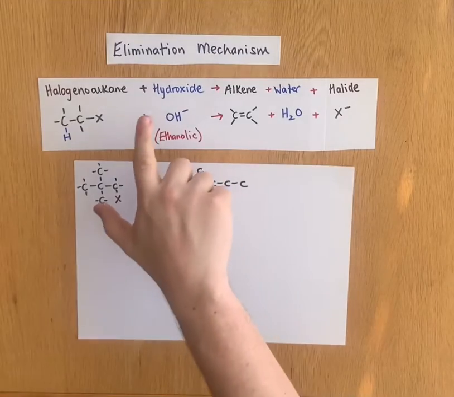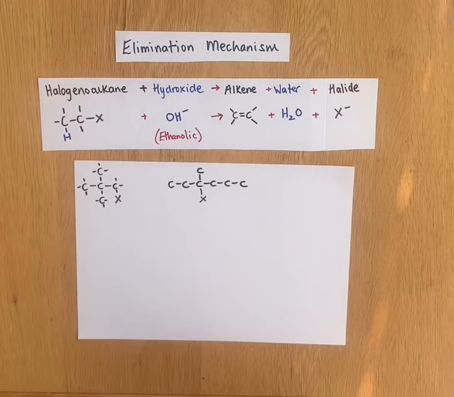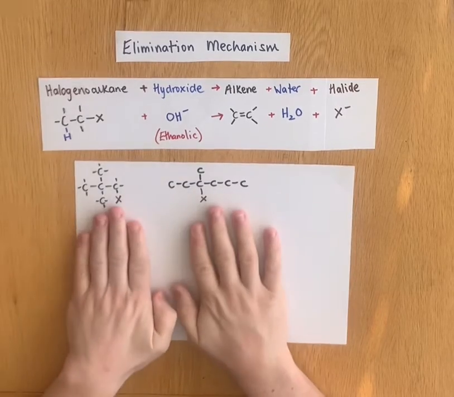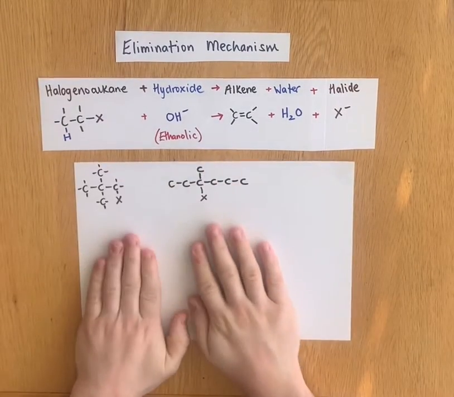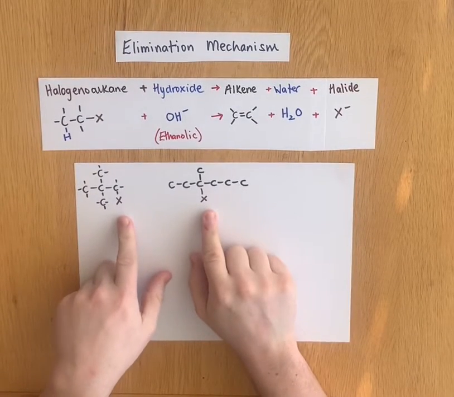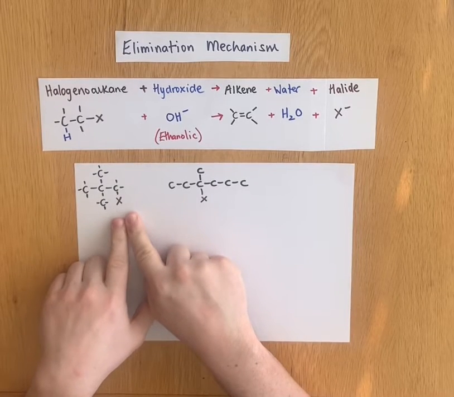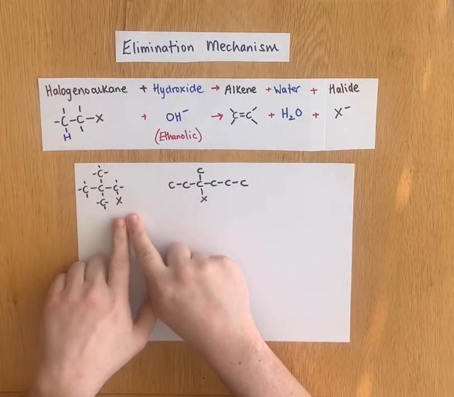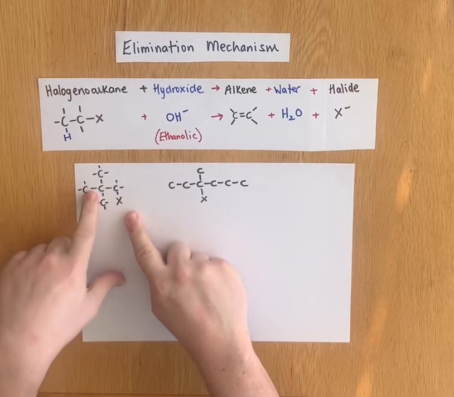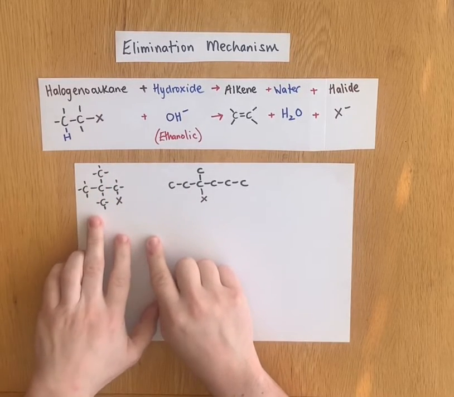In this video, we'll carry on with the elimination mechanism for our third part, and I've got two different halogenoalkane compounds here. Here's a primary halogenoalkane and a tertiary halogenoalkane. This primary halogenoalkane is resistant to elimination because the adjacent carbon does not have any hydrogen atoms bonded to it.